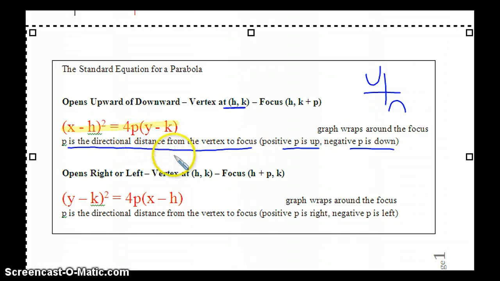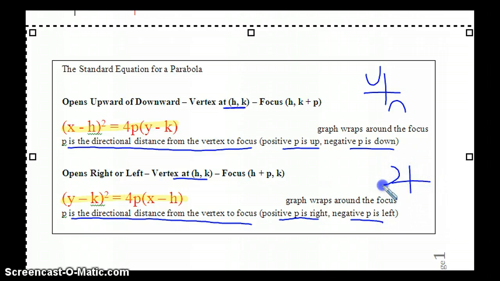The other equation that we're going to use is going to be this form. (y − k)² = 4p(x − h), where we have the same idea here, that the vertex is going to be (h, k), p is the directional distance from the vertex. In this case, if p is positive, it's going to be opening right, and if p is negative, it's going to be opening left, because our parabolas will look like this. They'll either open this way, or they'll open maybe this way, left or right.